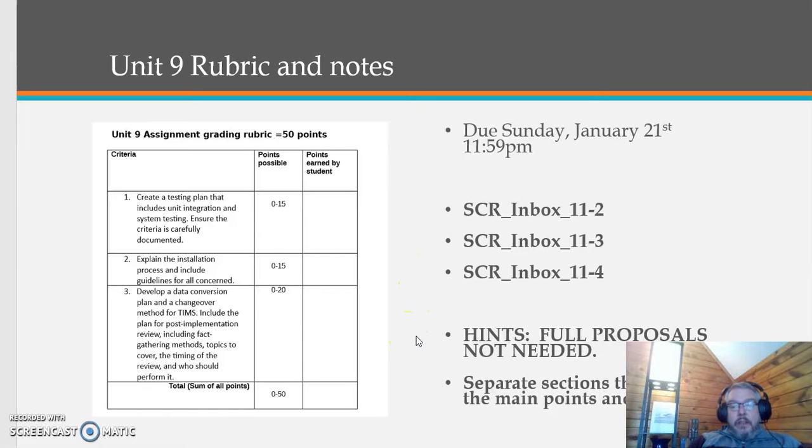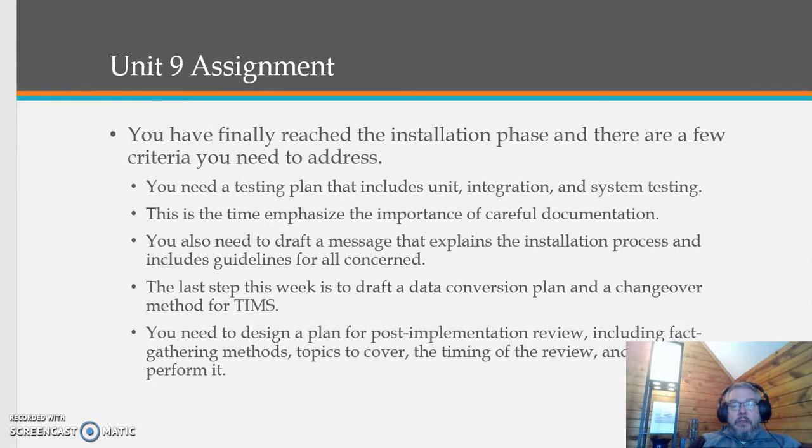For none of these do you need full formal proposals. Just basic outlines and guidance are all that is necessary for the Unit 9 assignment. So what are those components? Well, as we've learned through the class, there are three types of testing: unit, integration, and system. So make sure that you look at what is needed for each of those testing processes. What's the importance for it? What does that look like? And how does that apply prior to the installation?